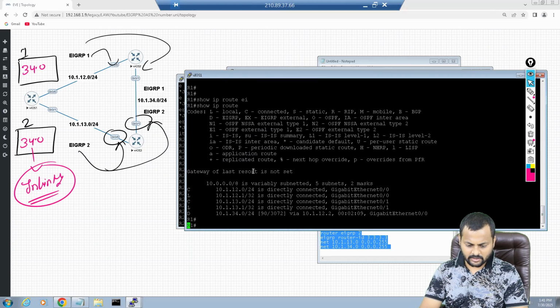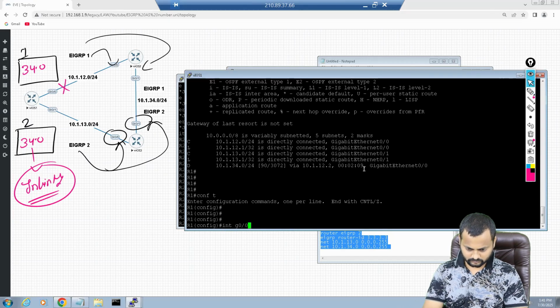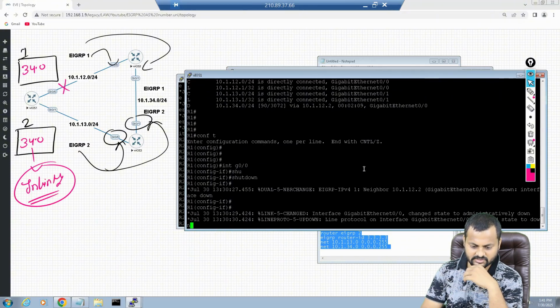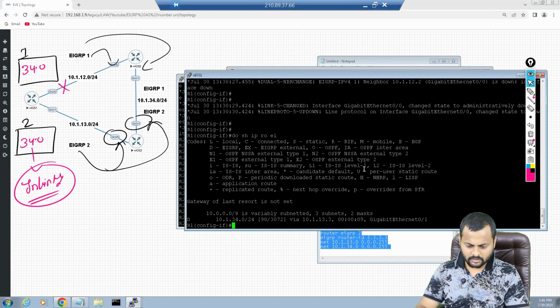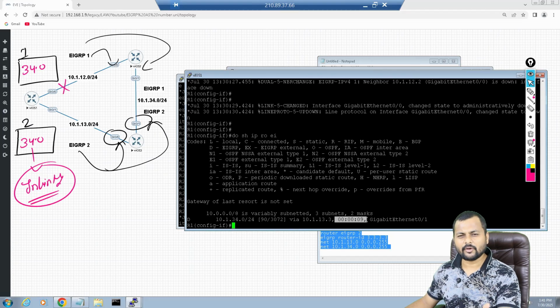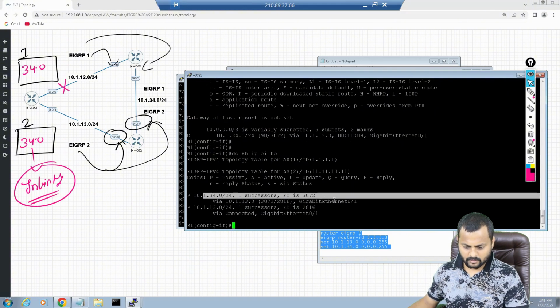You can also see one more thing. If I shut down this interface, what happens? This path automatically comes into the picture. Shut it down. My neighbor is down right now. And you can see, do show IP route EIGRP, this path came from 13.3 from this side. So it's a normal metric right now. 0.9 seconds ago, I learned this route. And also you can see do show IP EIGRP topology. It's a normal one.